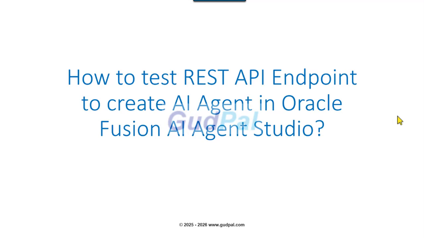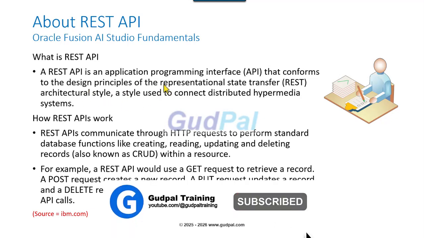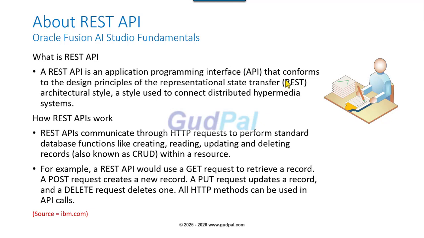So let's start with the basics. Here I've noted down a few details. So what is a REST API? A REST API is an application programming interface that conforms to the design principles of representational state transfer, which is in short called REST, the representational state transfer architectural style, which is a style used to connect distributed hypermedia systems. In other words, multiple systems can be connected using REST API.